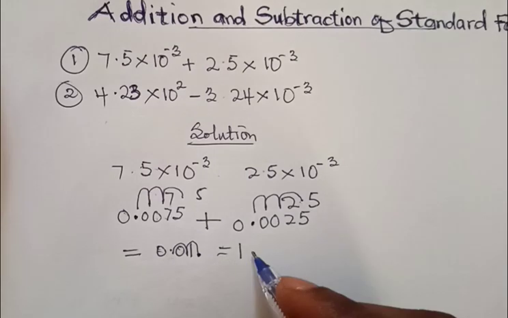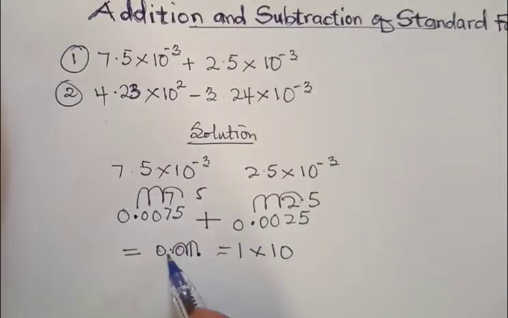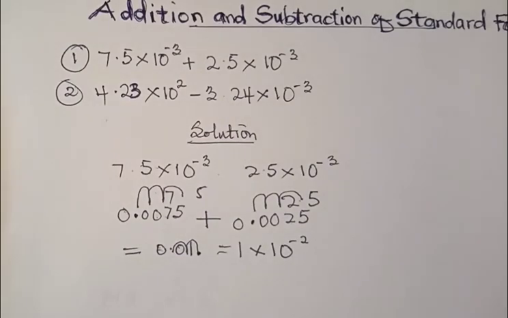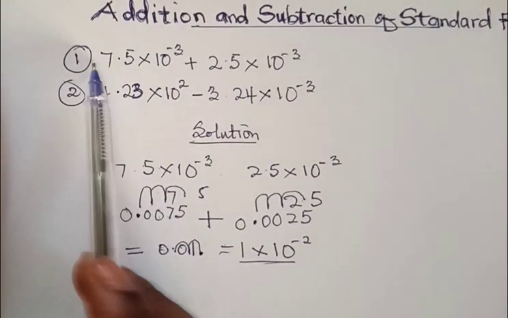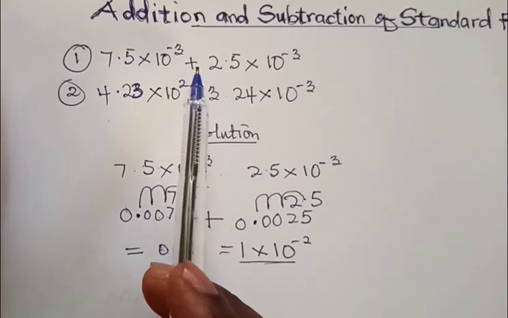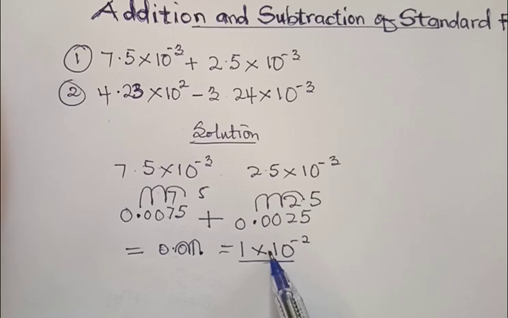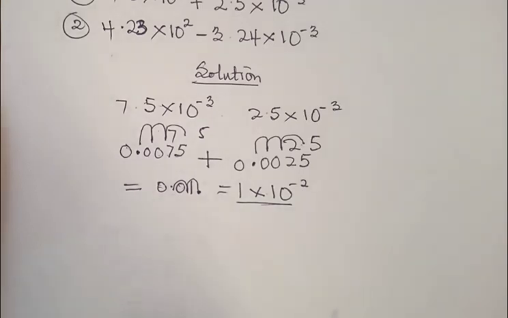We ignore that. So it will be 1 times what? 10 exponent. Now this time because we are moving to the right side, then it becomes what? Negative 2. Have you gotten that? Great. So when you add this, you are going to get this. All right. Great. Now let's do the second example.